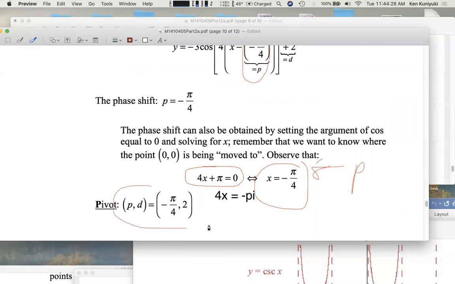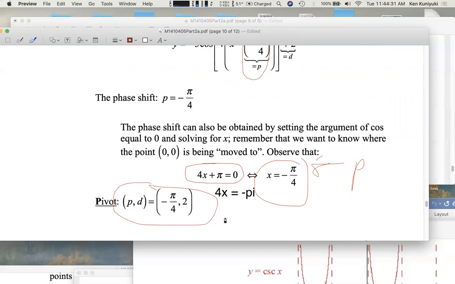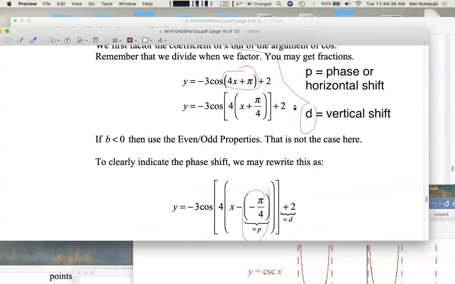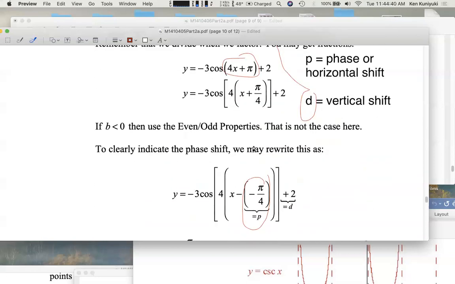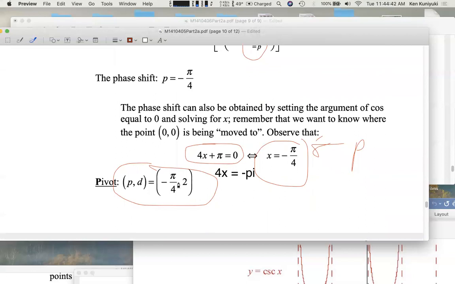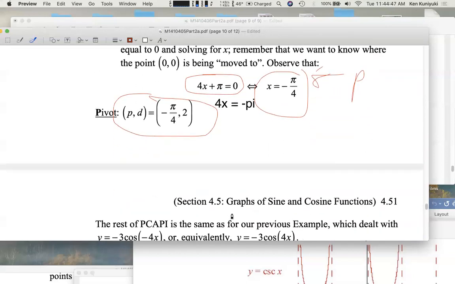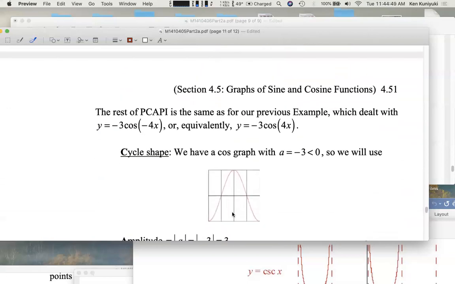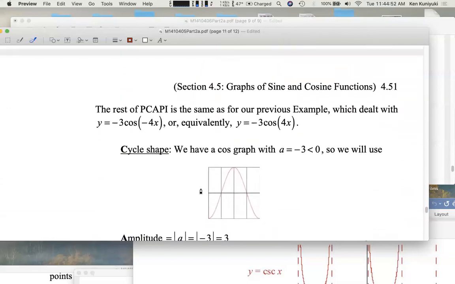So the pivot, the point that the origin moves to, is P, the phase shift, negative pi over 4, comma D, 2, the vertical shift here. We knew D was 2. That's the point that the origin moves to. All right. Now for the frame method, the pivot corresponds to the left center point of the frame. Only tangent puts it at the center point. For every other trig function, the pivot goes at the left center.